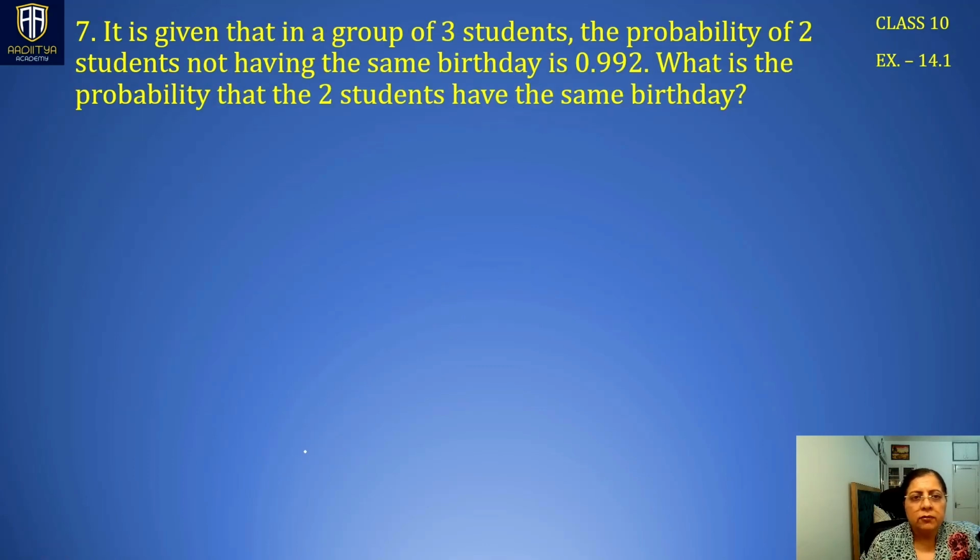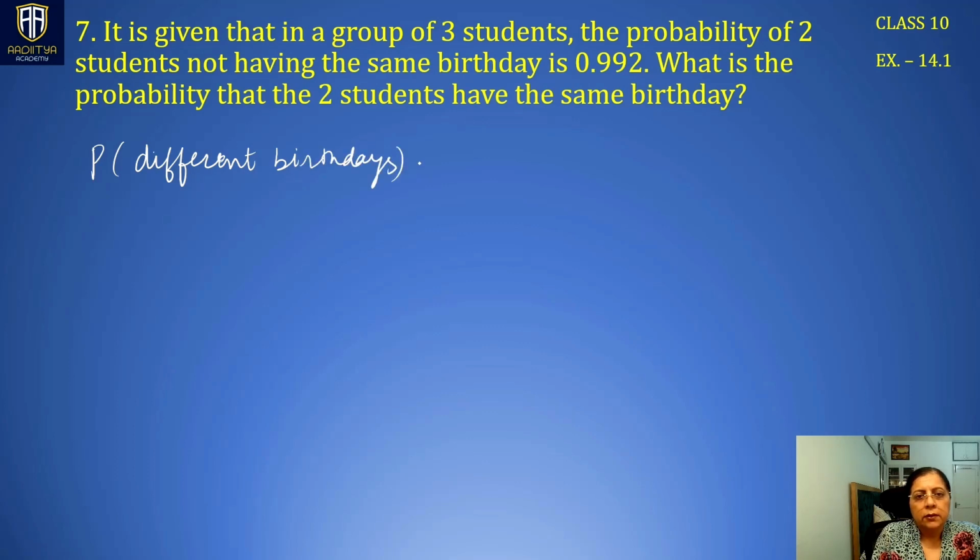Next question is, it is given that in a group of 3 students, the probability of 2 students not having the same birthday is 0.992. Probability of different birthdays is 0.992. It is given that in a group of 3 students, we have 3 students in all. The probability of 2 students not having the same birthday is 0.992. What is the probability that 2 students have the same birthday?